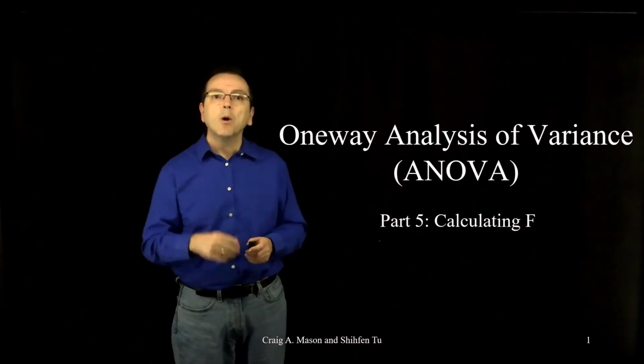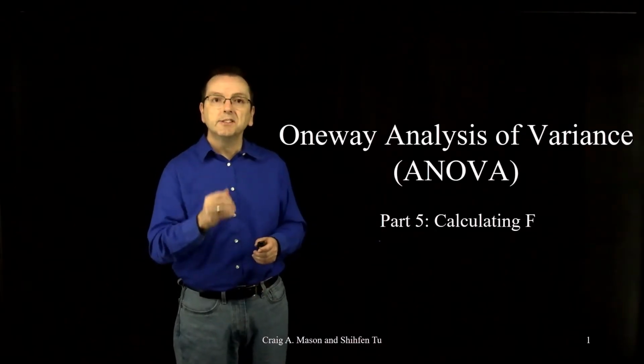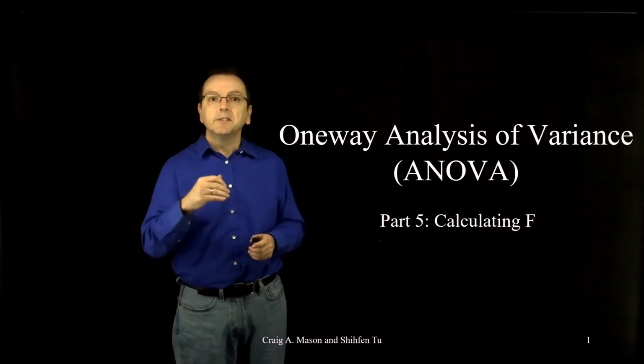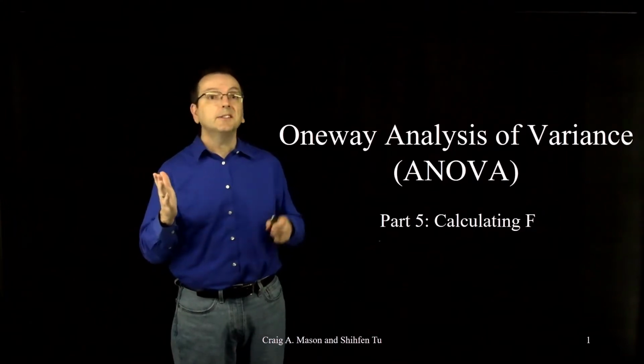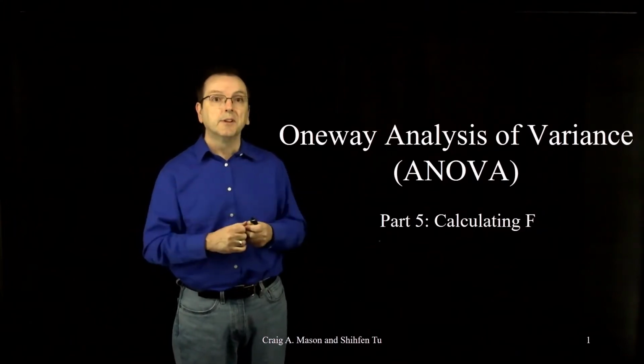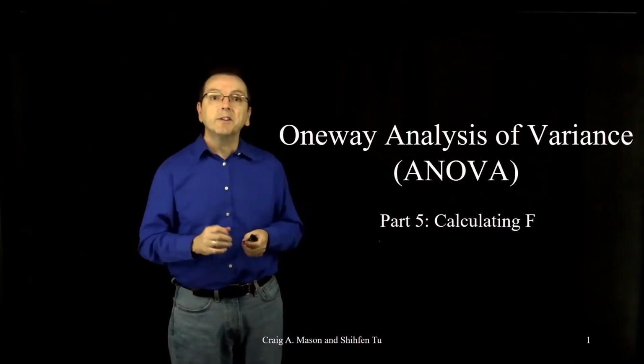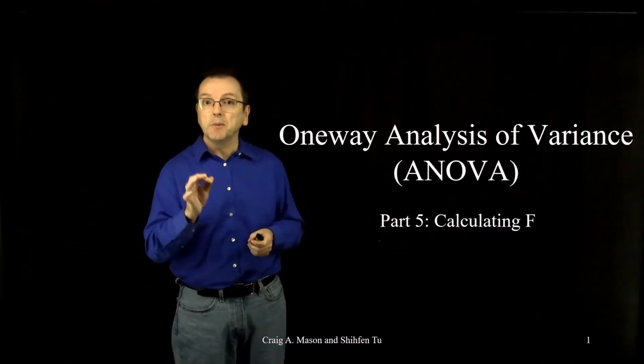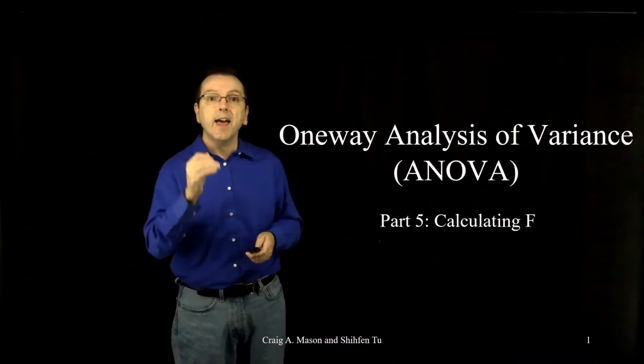In our last video, we examined how to partition the sum of squares into the sum of squares within groups and the sum of squares between groups. In this video, we're going to see how to use those sums of squares to calculate the F statistic.